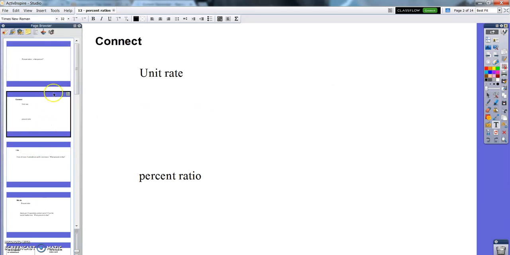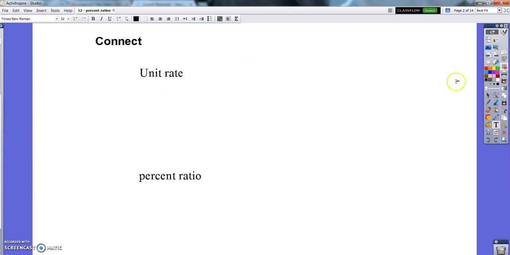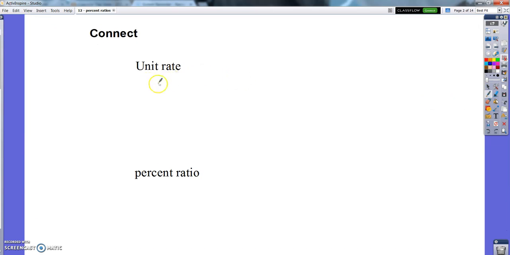Alright, so special kinds of ratios. We've been talking about ratios for a while. Unit rates are a special kind of ratio we've already talked about. They're a ratio where one of the quantities is 1, something to 1. A percent is another special kind of ratio, and it is a ratio out of 100. So it's how many parts for every 100 things is a percent ratio.